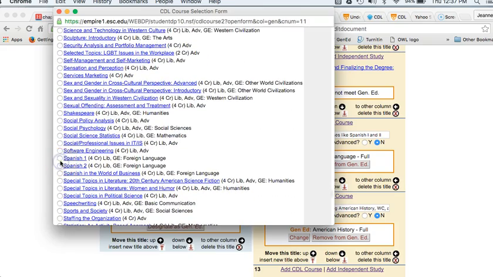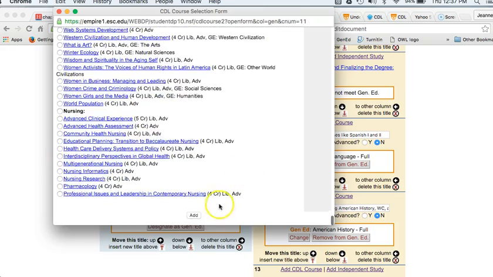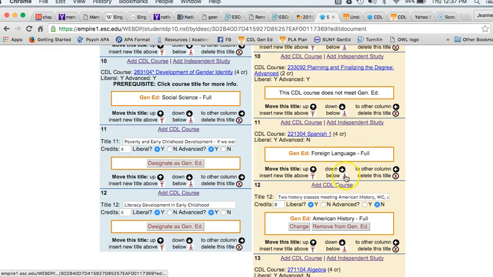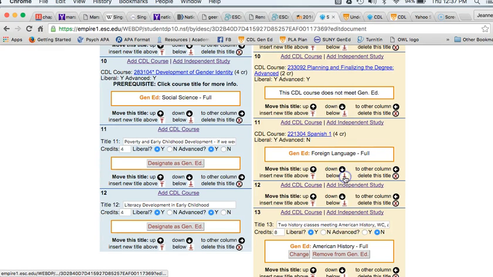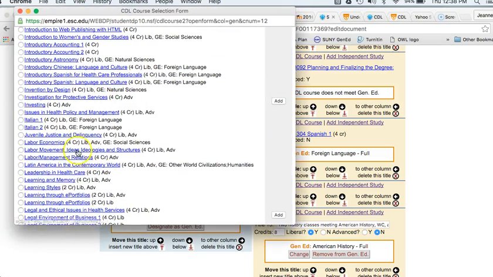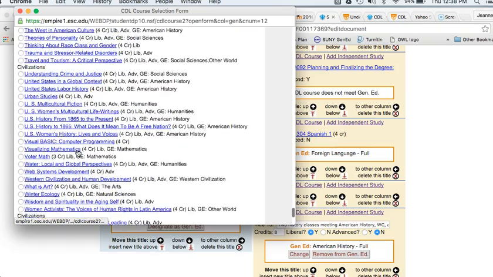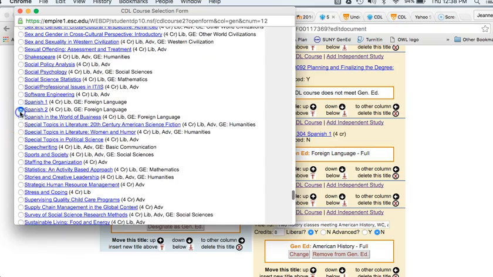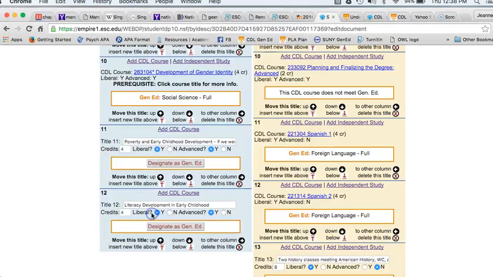So there's Spanish 1, and add. And now I'm going to add a class right below it. I'm going to insert a title below, and I'm going to put in Spanish 2 so that this has what we put on our charts. Spanish 2. Okay. There we go.